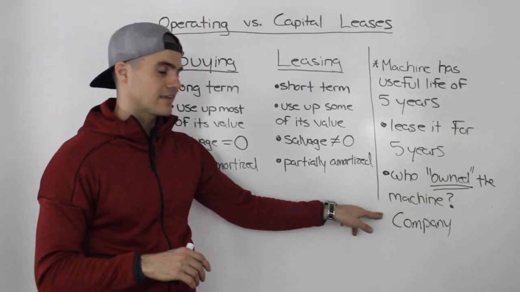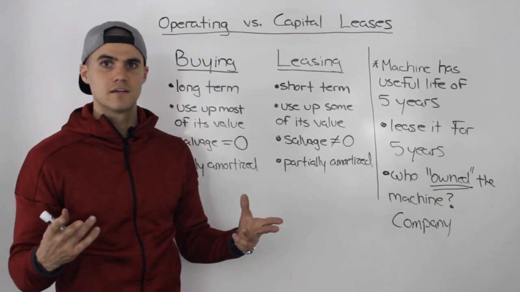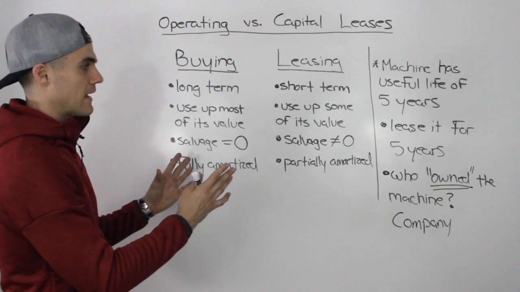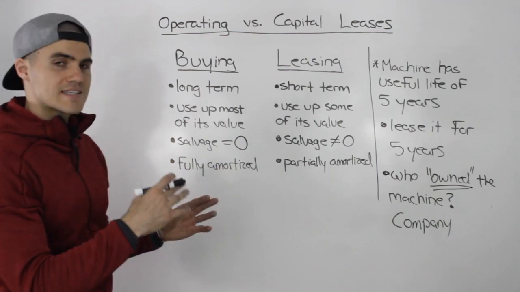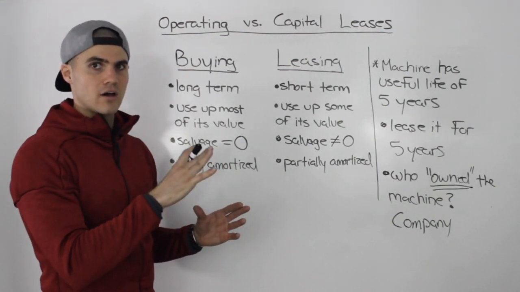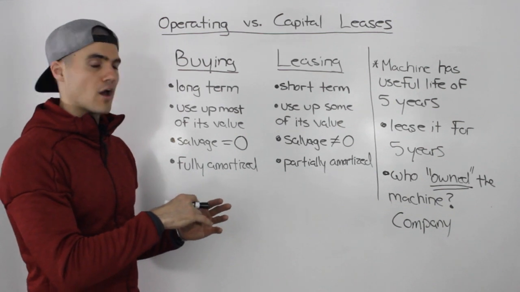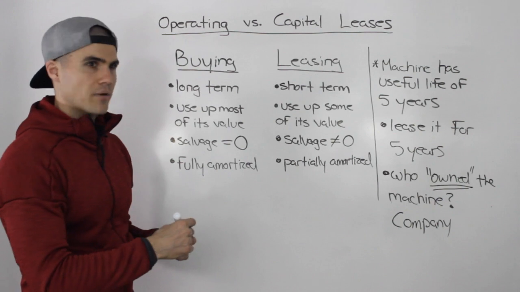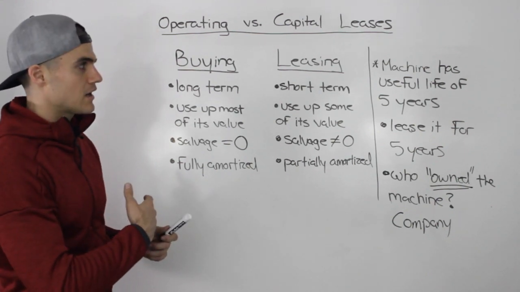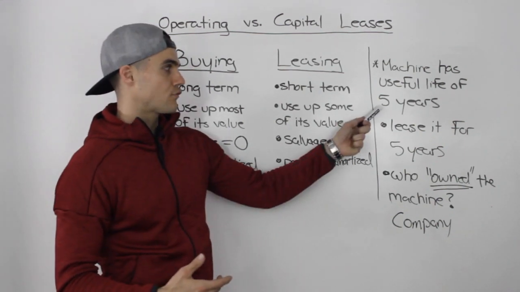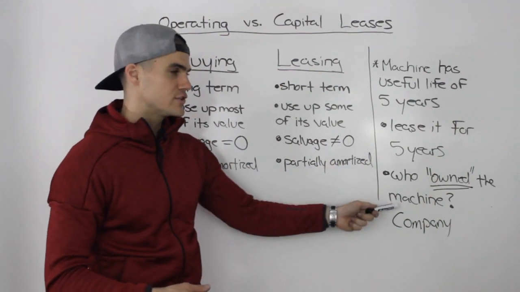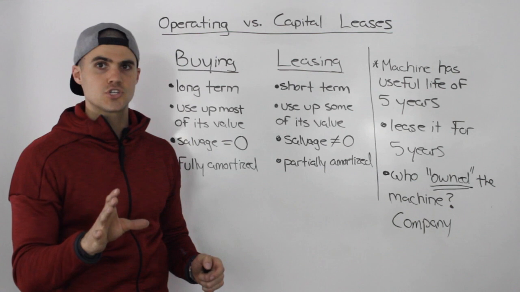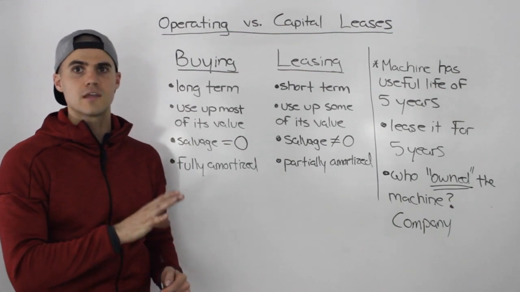And that can be misleading because when investors come and look at a company's balance sheet, they're not going to see this asset on the balance sheet, and they're not going to see the debt associated with it either. But in reality, because the company is using the asset for most of its useful life, they really do own the machine. And the government says that that machine should go on the balance sheet.